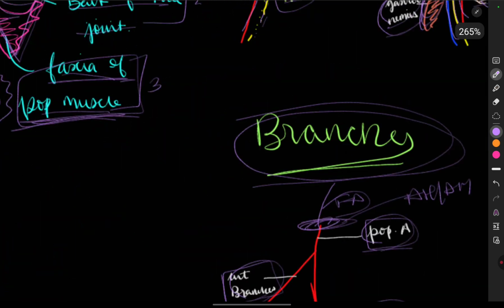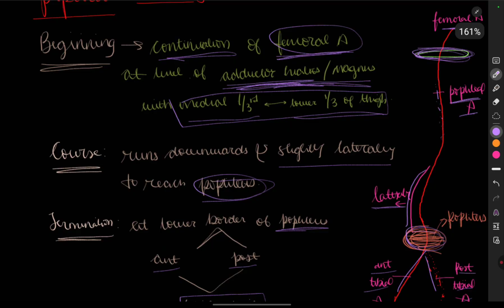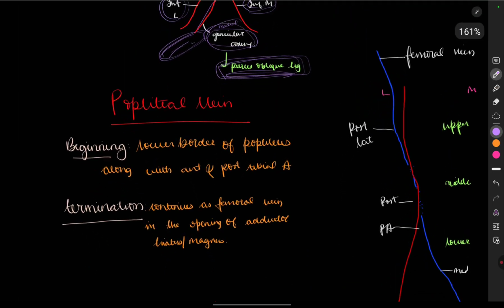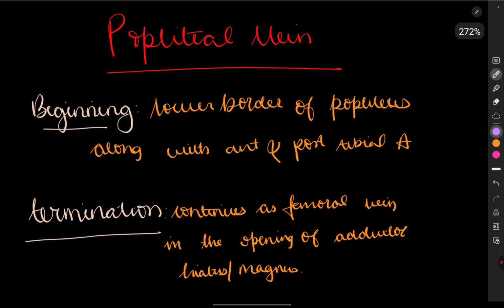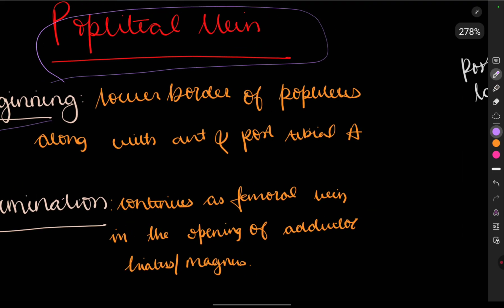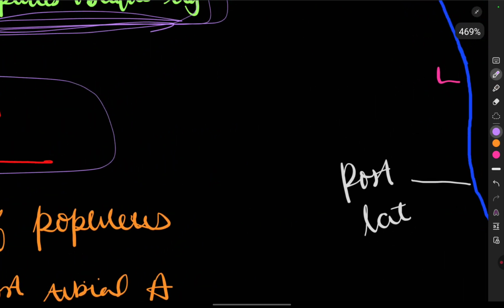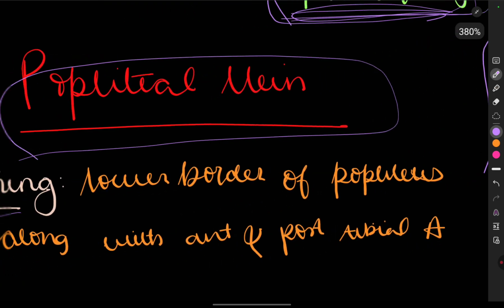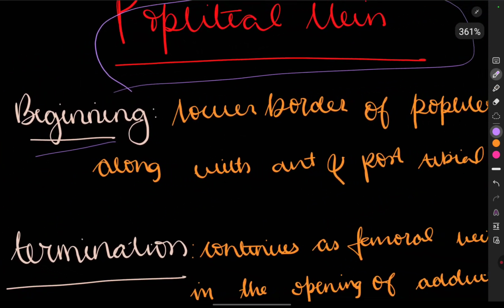So we are done with the beginning, course, relations, branches, termination, all about the artery. Now we are going to see the popliteal vein. So the beginning of the popliteal vein: we always remember that the artery starts from the upside and the vein is totally opposite to it. So it begins from the lower side, not from the upper side. So we are going to see the popliteal artery, popliteal vein.